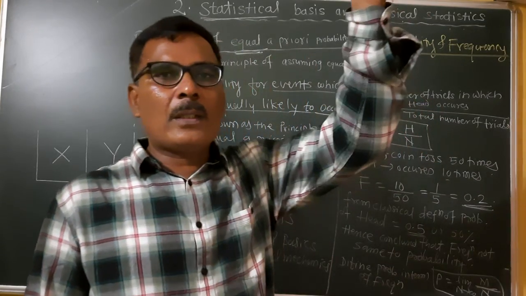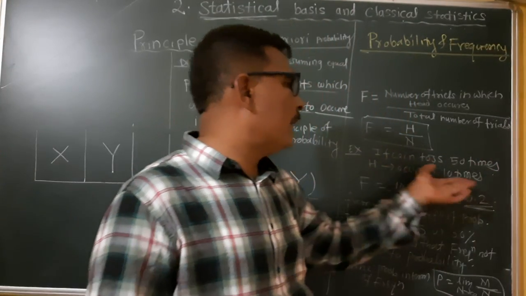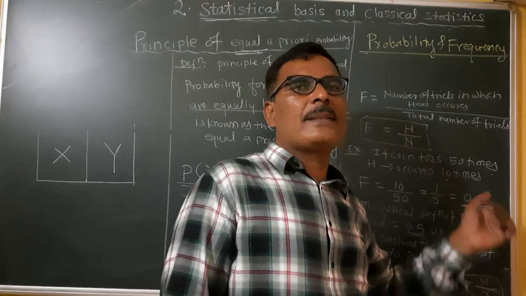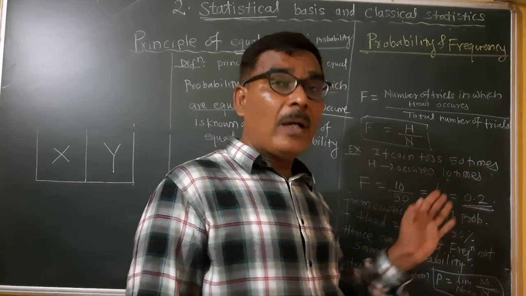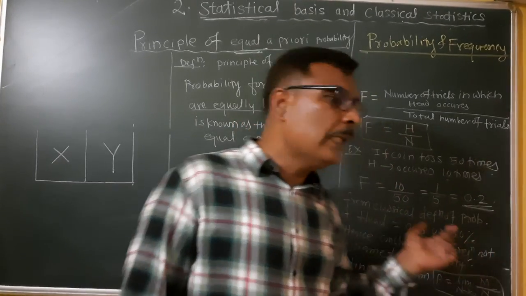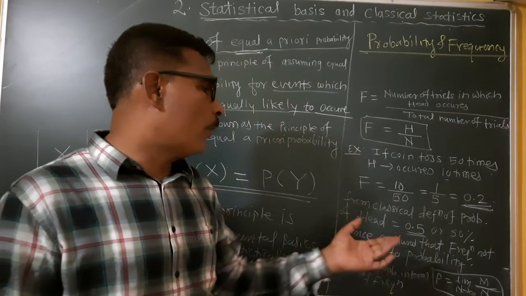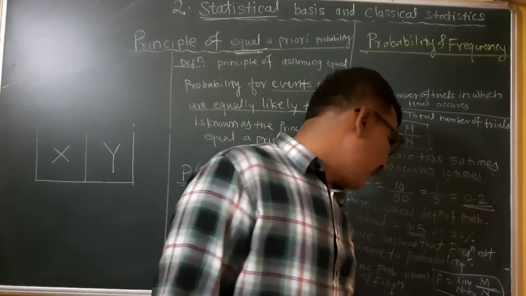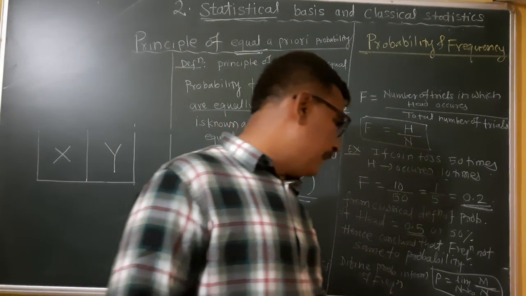When the coin is tossed 50 times, head may occur, say, 10 times. So the frequency of that case is considered as 0.2. But by the basic classical definition of probability, the chance of head occurring is 0.5 or 50%. Hence, we conclude that frequency is not the same as probability.